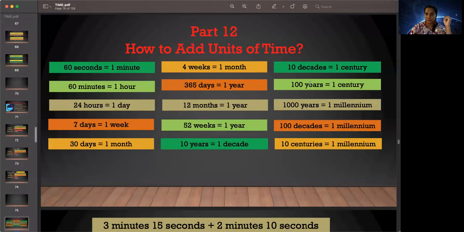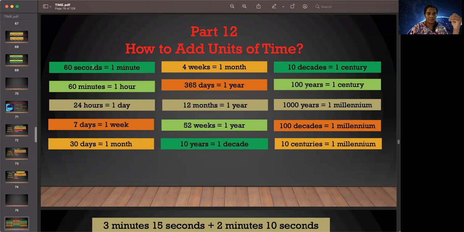Today we will explore the topic of time, part 12, in which we will learn how to add units of time. Before we move on to adding units of time, have a quick recap, or review, of your conversions. These are still very important and you need to remember each of these conversions.